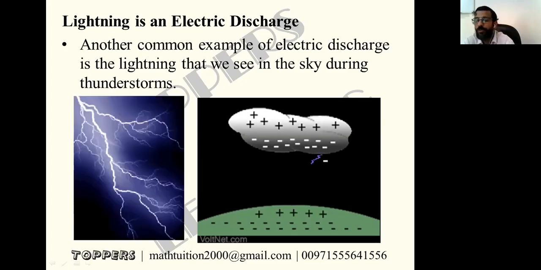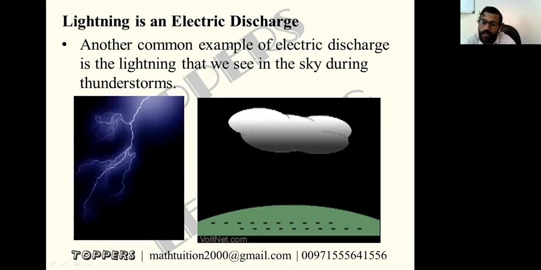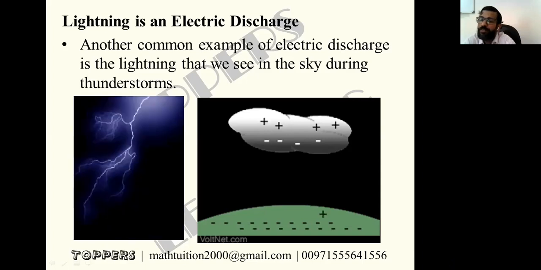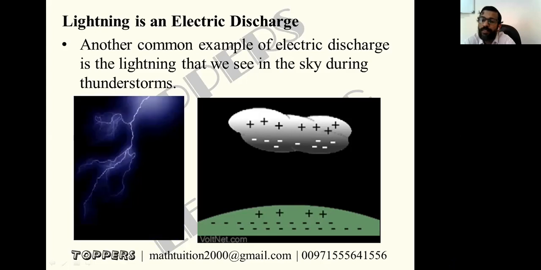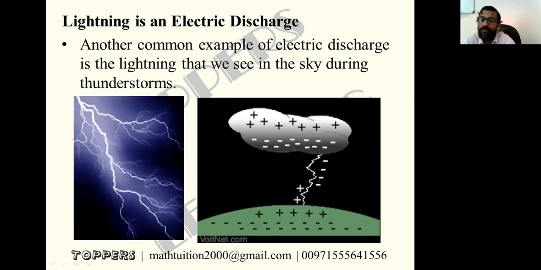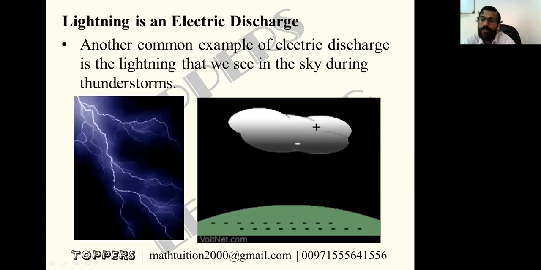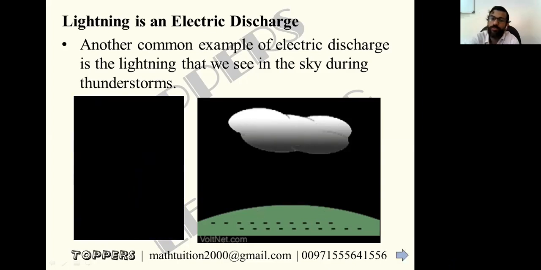Why is it flowing to earth? Earth is an electron bank. It can receive as many electrons, and it can donate as many electrons. Earth is an electron bank, right? It can receive and donate. So that phenomenon is actually lightning. So from our point of view, it is an electric discharge.